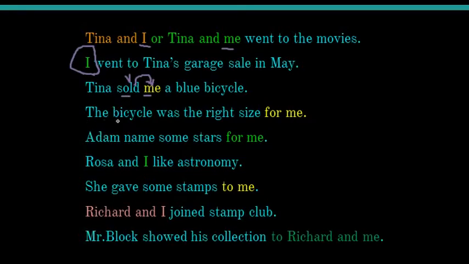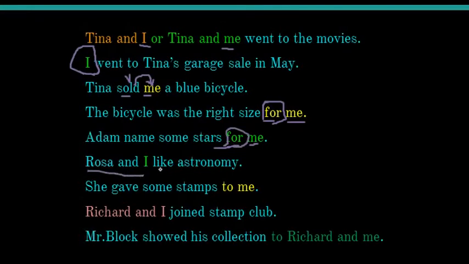Next example. The bicycle was the right size for me. In this sentence, me is the object of the preposition for. A preposition is a word that shows how a noun or a pronoun is connected to some other words in the sentence, such as at, for, to, of, with are some prepositions. And we have in this sentence the preposition for. Adam, name some stars for me. Again, me is the object of the preposition for.